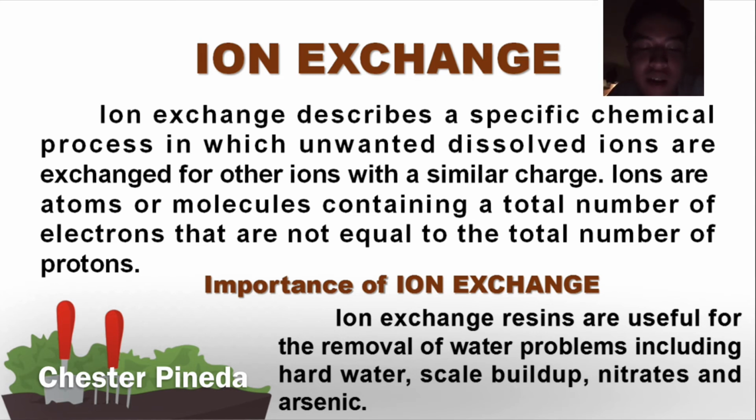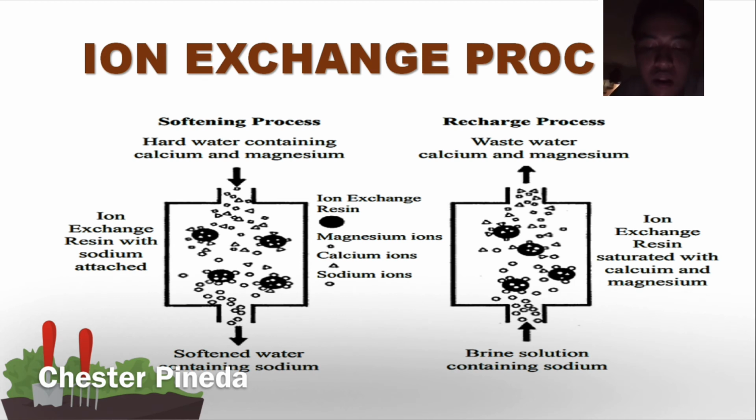Then, why is ion exchange important? This is the big question. Ion exchange resins are useful for the removal of water problems including hard water, scale buildup, nitrates, arsenic, and more. What are the different types of ion exchangers? Ion exchangers are either cation exchangers, which exchange positively charged ions, or anion exchangers, which exchange negatively charged ions.